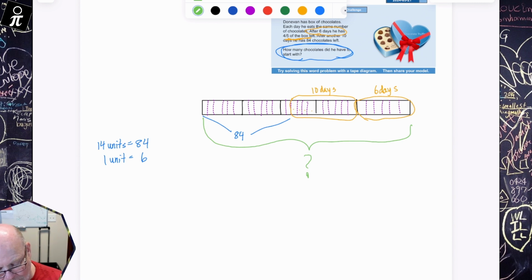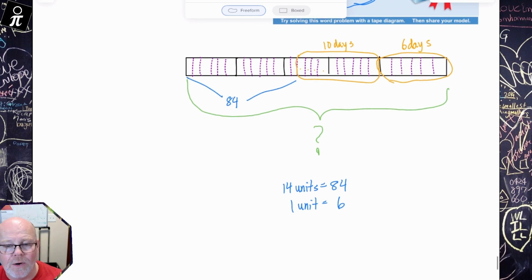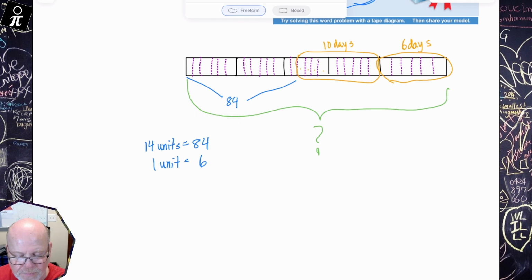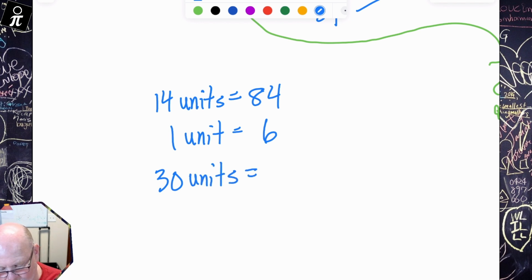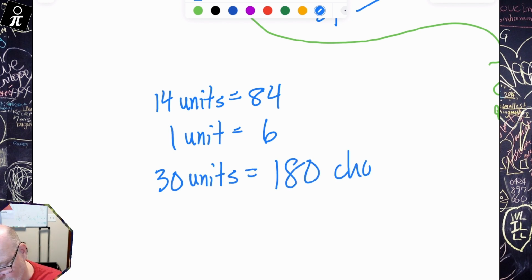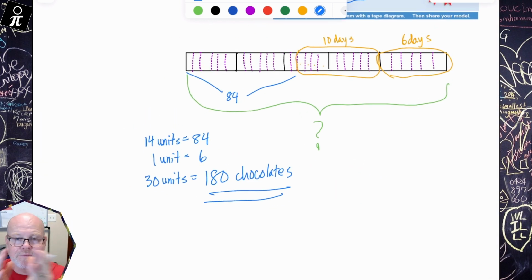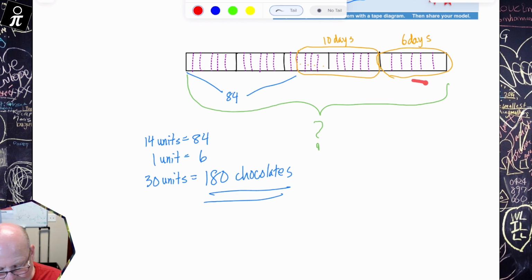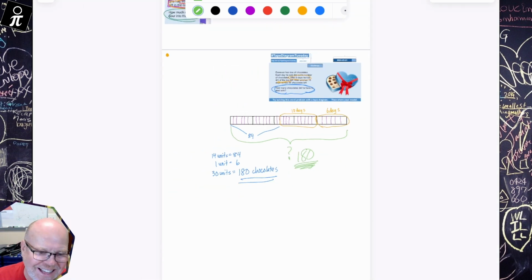So I know, and I'm going to bring this back here, because I know that each unit is equal to 6. And I need to know what is 30 units. So 30 units is equal to 180 chocolates. All right, so that entire length of that entire tape diagram is equal to 180. There we go. Fantastic. That's really kind of cool.